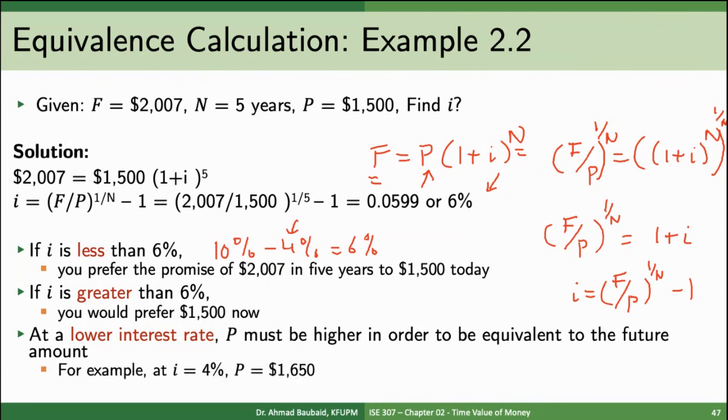Okay? And so here's an example. If I is 4%, then in order for you to get F equals 2007 in 5 years, you would have to invest 1650, which is higher than the 1500, right? Because you're lowering the interest rate, you want to keep F fixed, you have to increase P. It's just kind of a note, just to keep in mind.